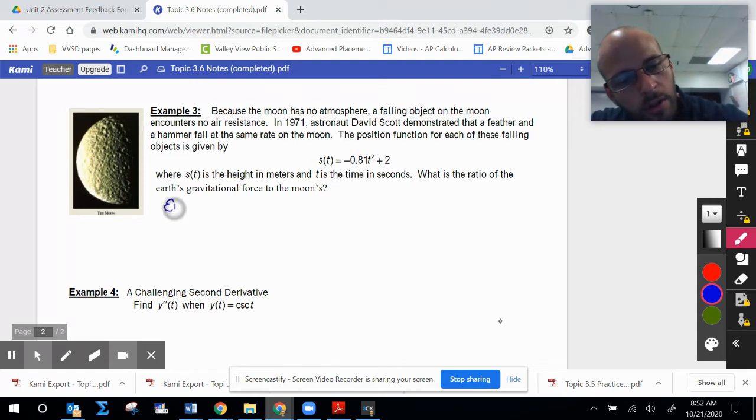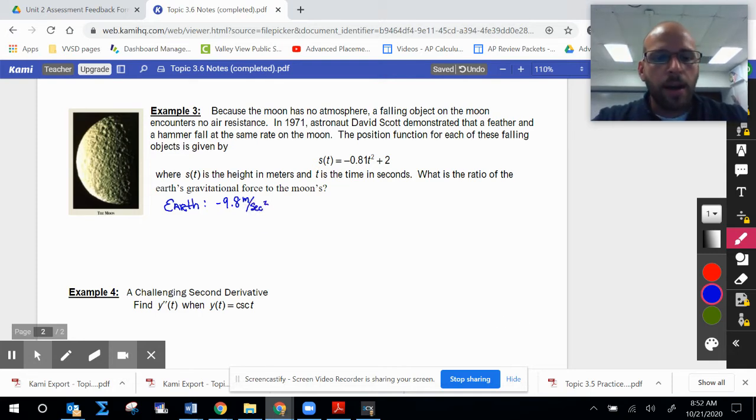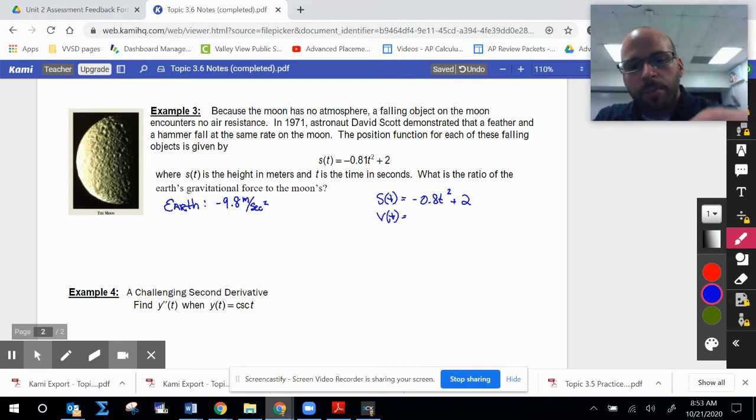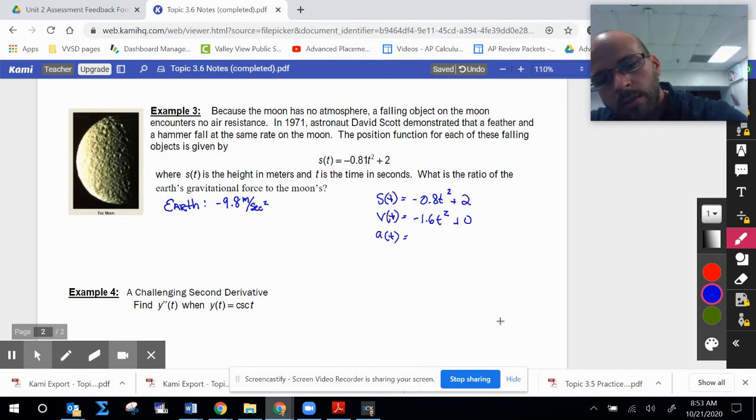So Earth is a negative 9.8 meters per second squared. Okay, the moon we need to figure out. So s of t for the moon is a negative 0.8 t squared plus 2. Velocity, so if I do a little power rule, I'll get a negative 1.6 t plus 0. And then my acceleration would be a negative 3.